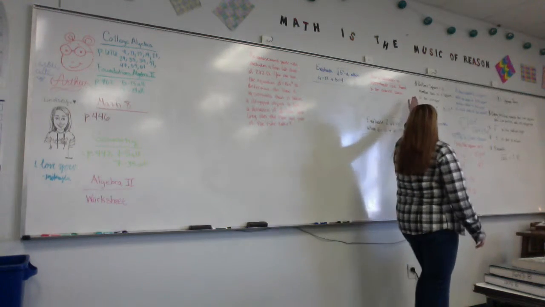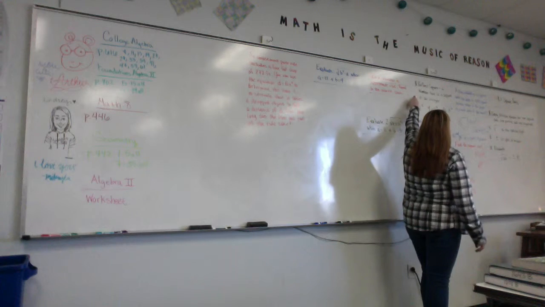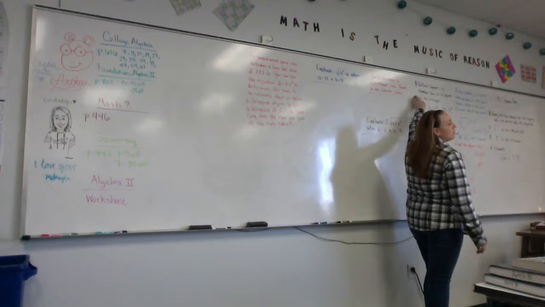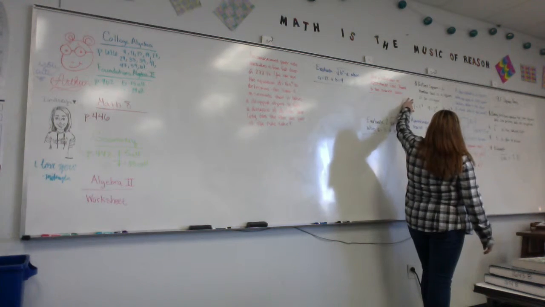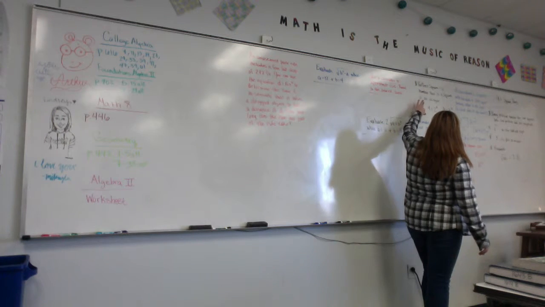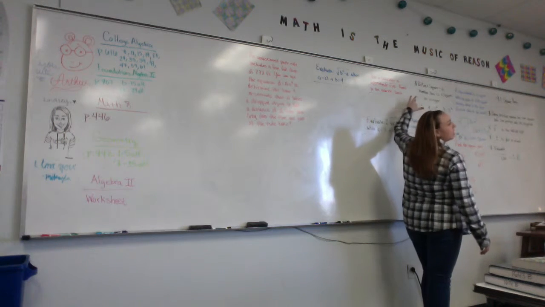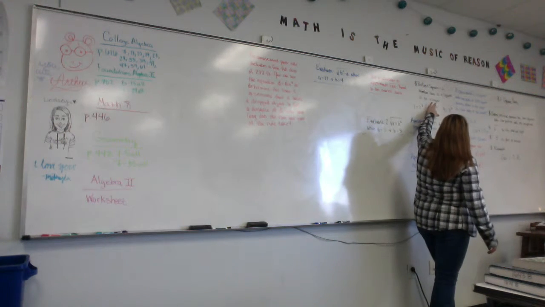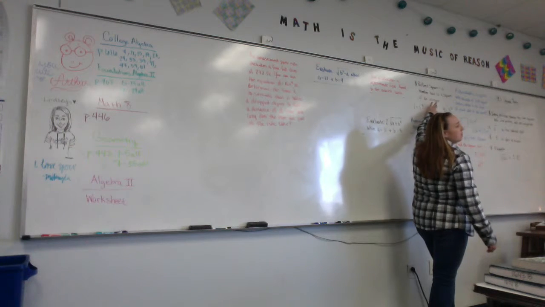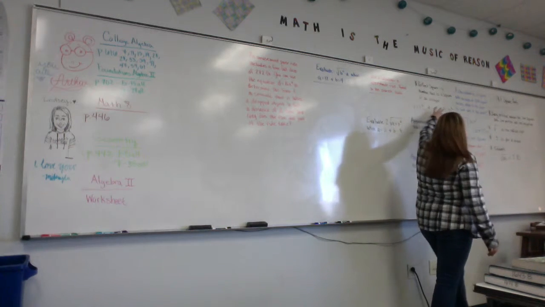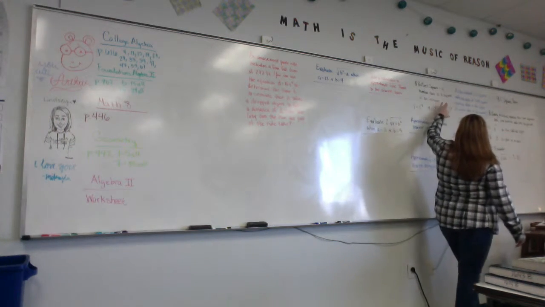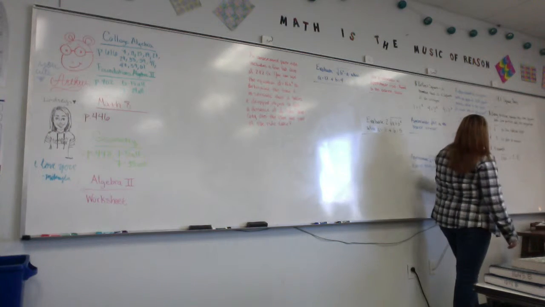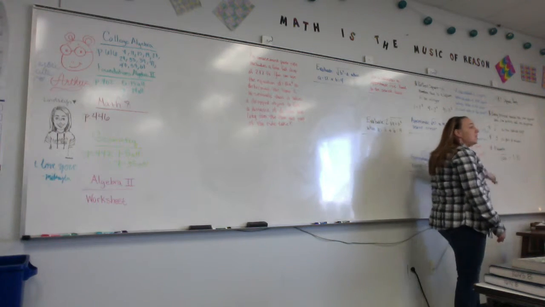Okay, perfect squares. A number that is a square of an integer is called a perfect square. So 1 is the perfect square of 1, because when I square 1, I get 1. 4 is the perfect square of 2, because when I square 2, I get 4. 9 is the perfect square of 3, because when I square 3, I get 9. 16 is the perfect square of 4.